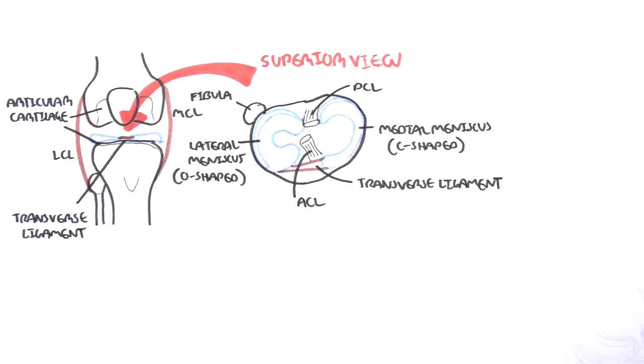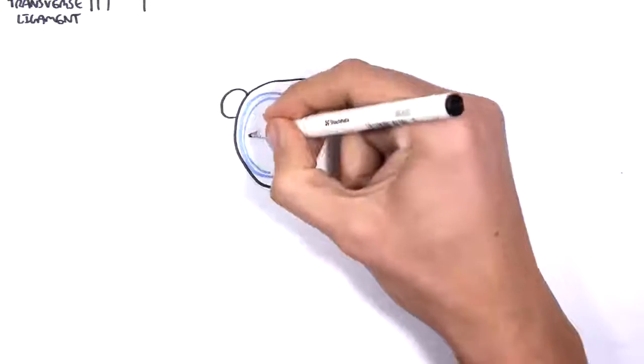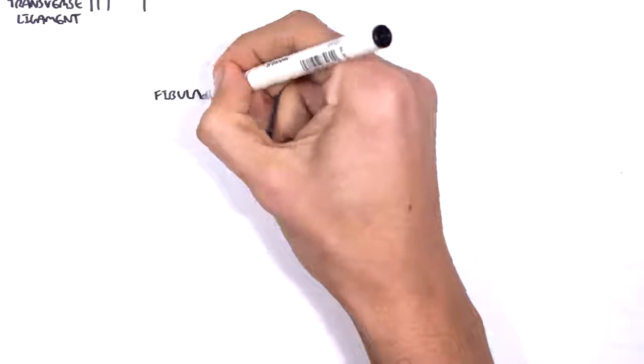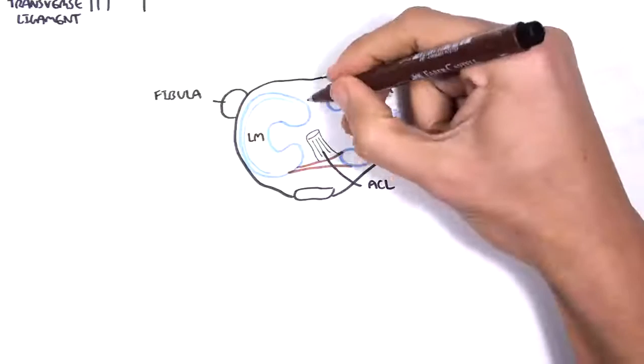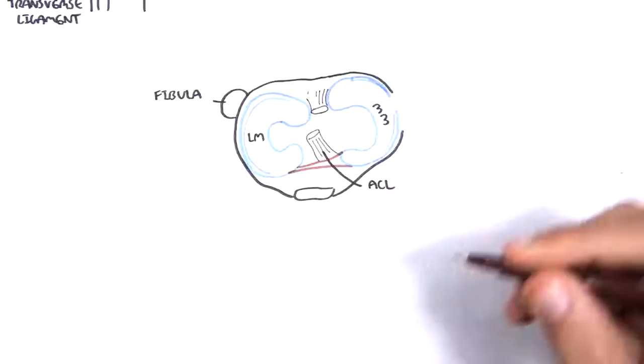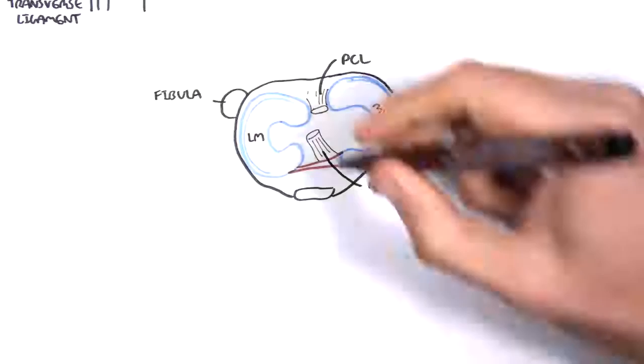So let's look at, again, the superior view of the tibial bone, so looking from the top. Now to orientate ourselves, here again you have your lateral meniscus, then you have the head of the fibula here, then you have your medial meniscus, and your inner cruciate ligaments: your ACL connecting to the anterior part of the tibia, and then your PCL, your posterior cruciate ligament, attaching to the posterior part of the tibia.